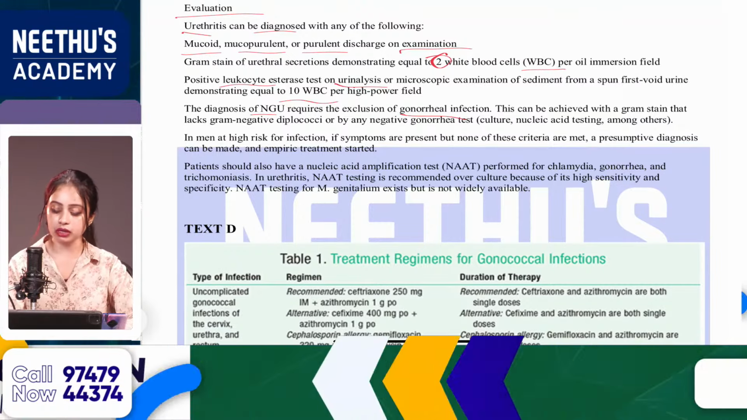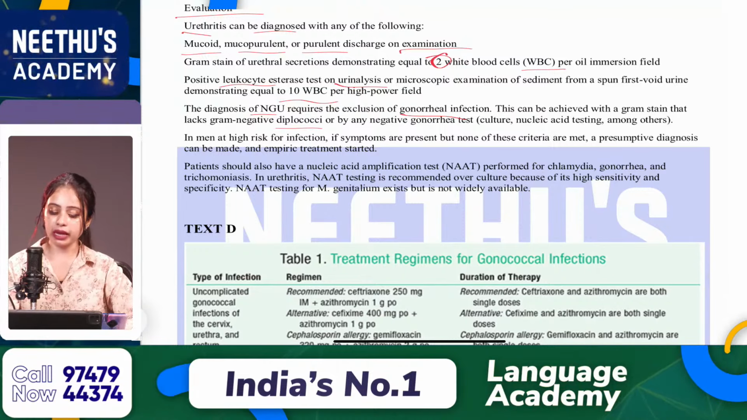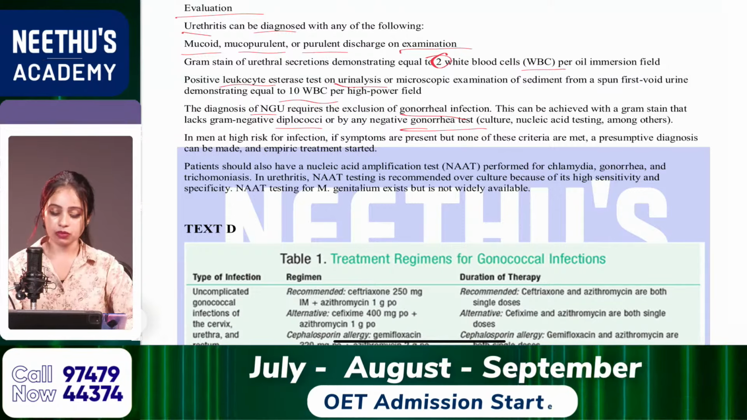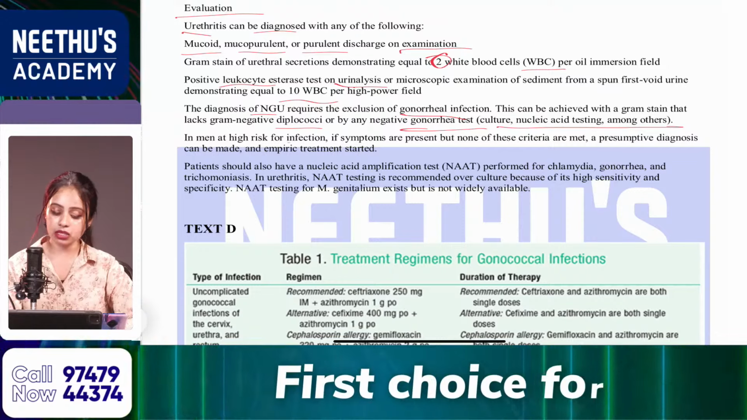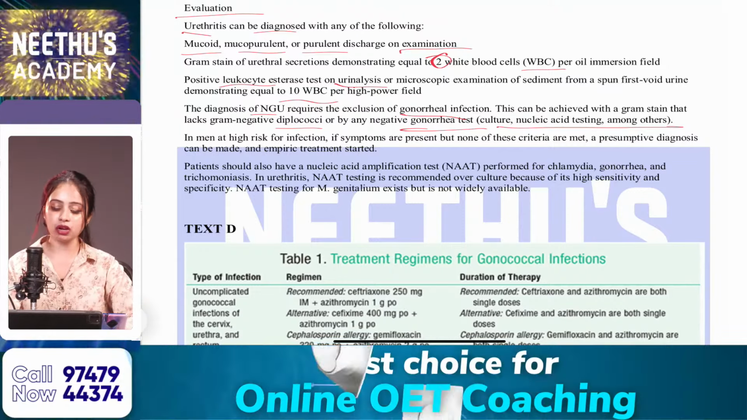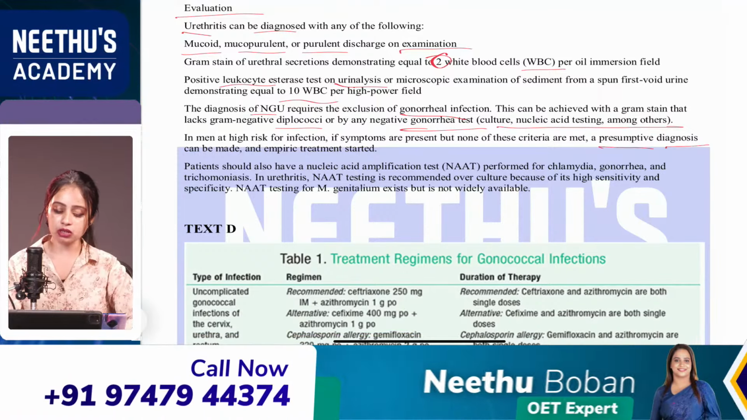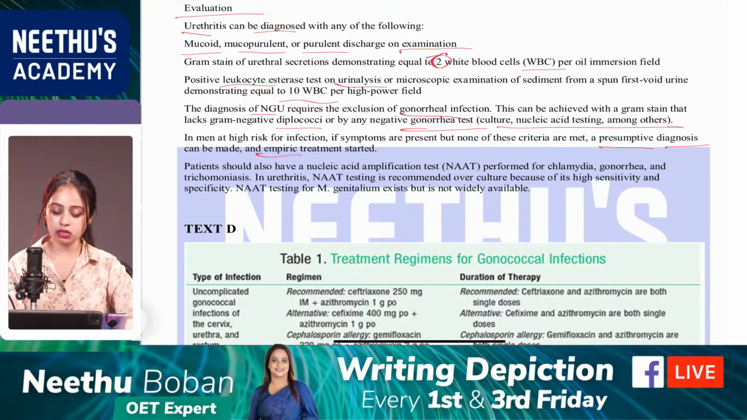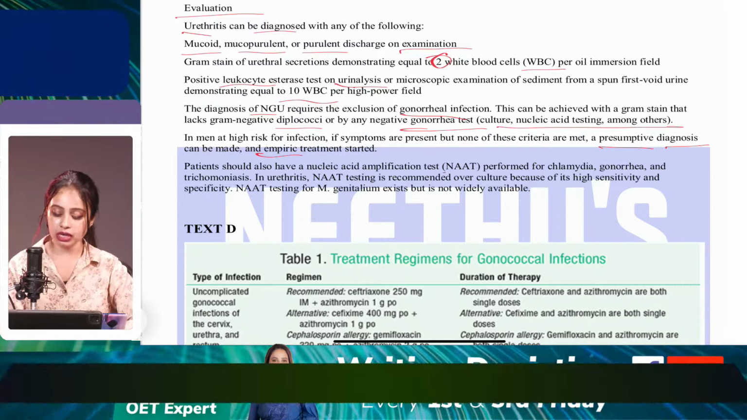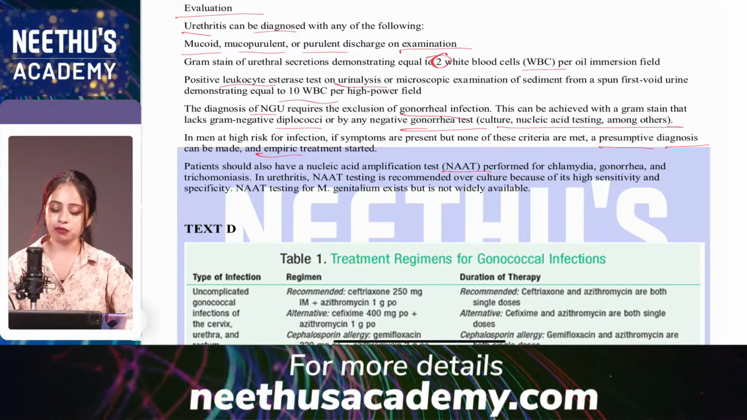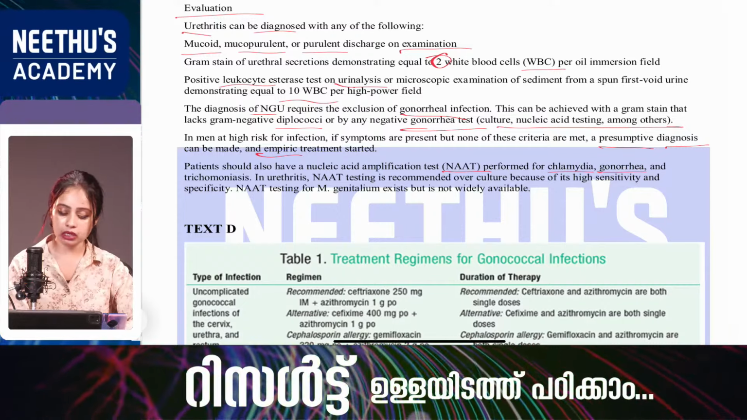This can be achieved with a Gram stain that lacks gram-negative diplococci or by any negative gonorrhea tests. Okay, then as well as the bracket also, I'm just underlining. In men at high risk for infection, if symptoms are present but none of these criteria are met, presumptive diagnosis can be made and empiric treatment started.